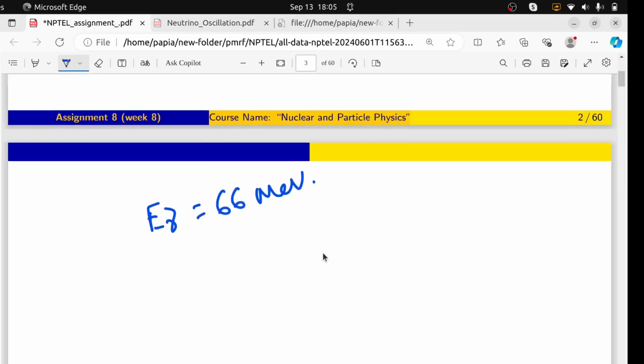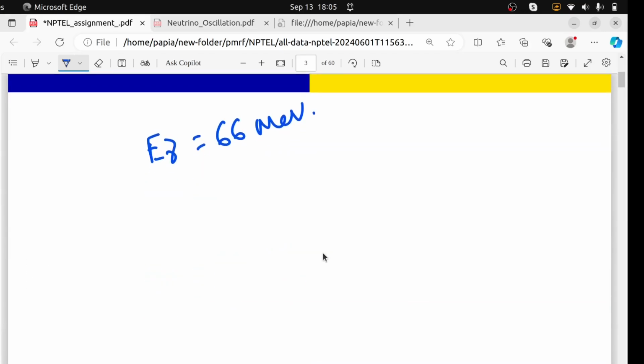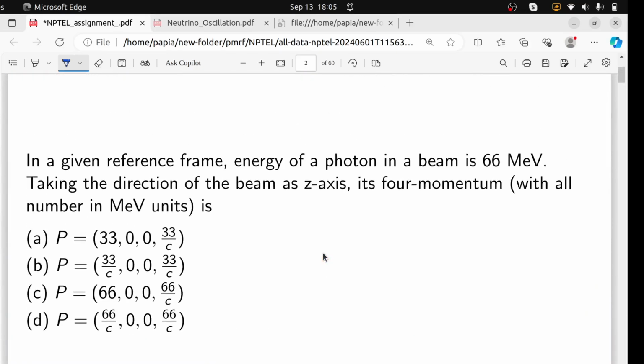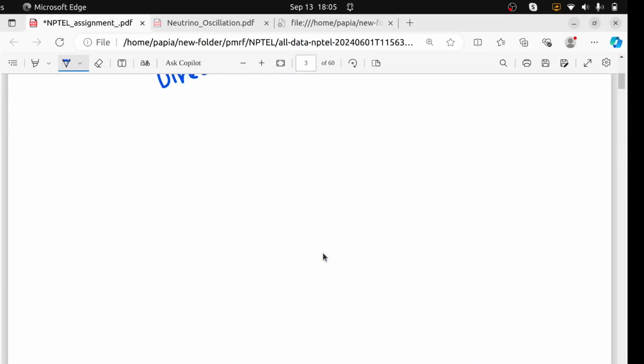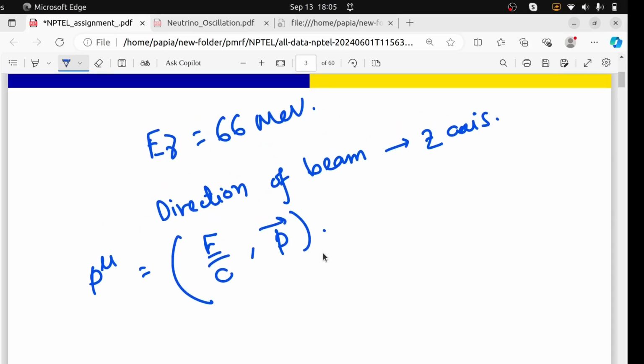Then, taking the direction of the beam as the z-axis. Then its four-momentum, they are asking about the four-momentum. So in four-momentum, what is there? There is E by C and then the P vector, right? And they are asking about E gamma. E gamma means this is the energy of the photon.